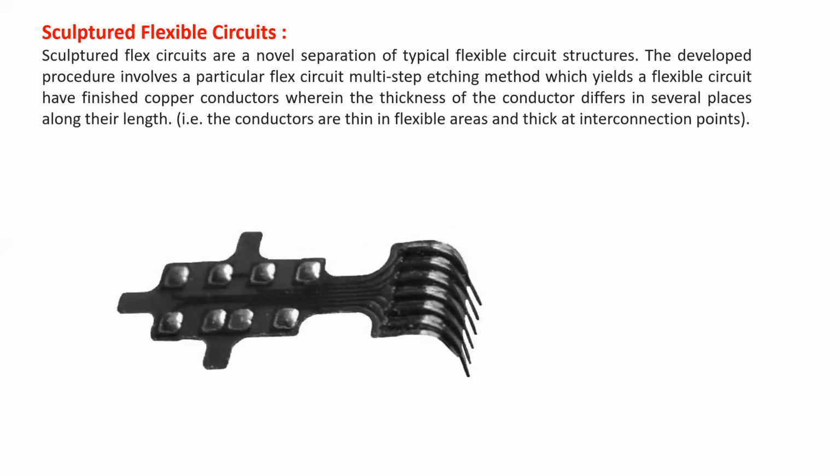The next flexible circuit we can call a sculptured flex circuit. This is developed through a multi-step etching method which yields a flexible circuit with copper conductors whose thickness differs in different places along their lengths. That means the conductors are thin in flexible areas and thick at interconnect points. This is the picture for the same.